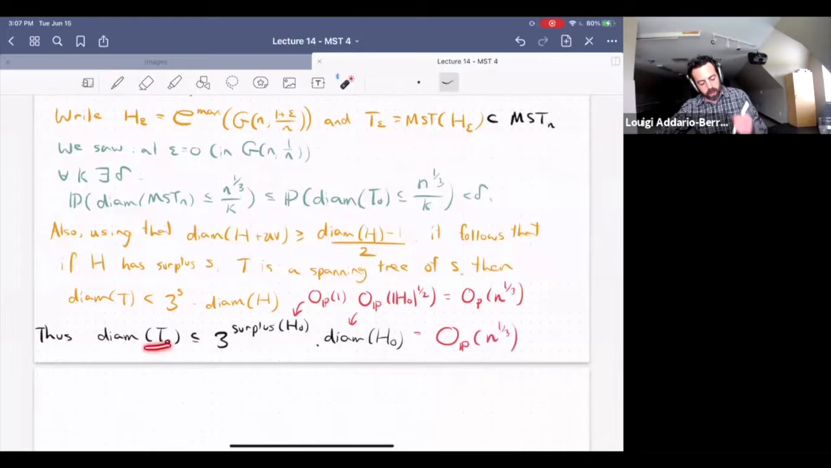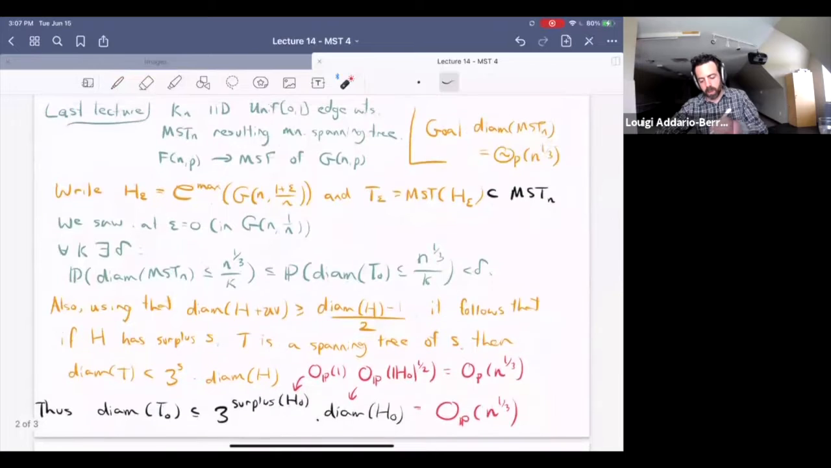just on the diameter of this particular tree. So that doesn't give us an upper bound on the diameter of the whole minimum spanning tree, because this inclusion goes the wrong way.